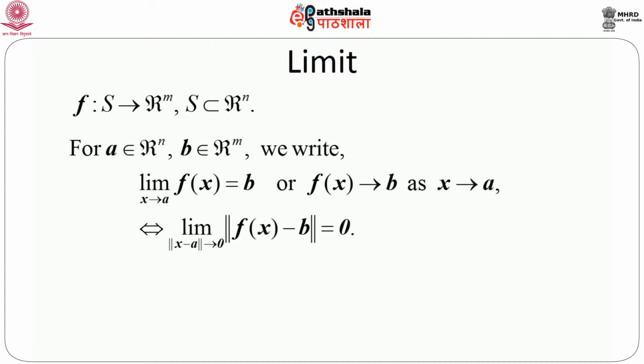So this means that the distance between f(x) and b, measured in terms of a norm or a metric defined on the appropriate spaces, goes to 0 as the norm of x minus a goes to 0. So this is the concept of limit, just the extension of the limit of a single variable function which we already know previously.